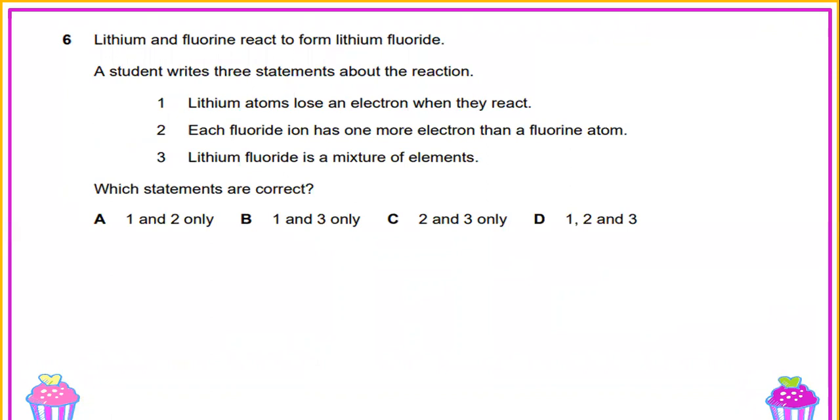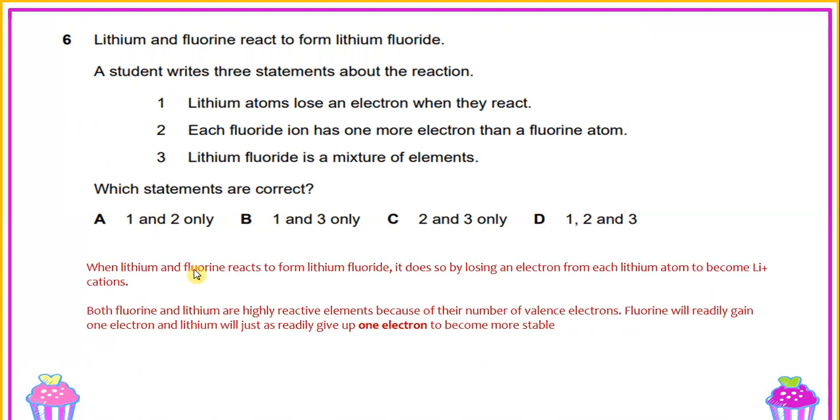Lithium and fluorine react to form lithium fluoride. A student writes 3 statements about the reaction. Lithium atoms lose an electron when they react. Yes. Each fluoride ion has 1 more electron than a fluorine atom. Yes. And lithium fluoride is a mixture of elements. So in this case, the answer for number 6 would be A.